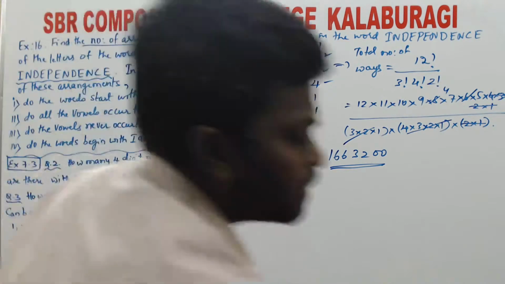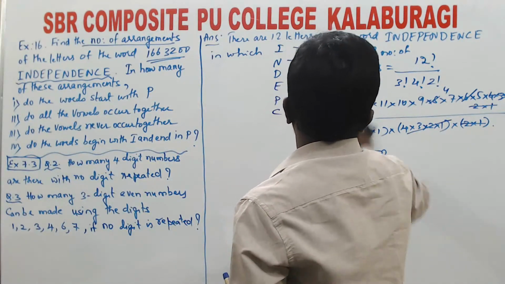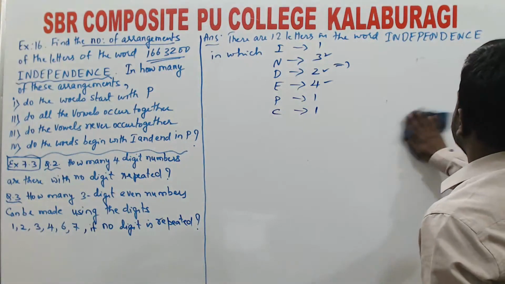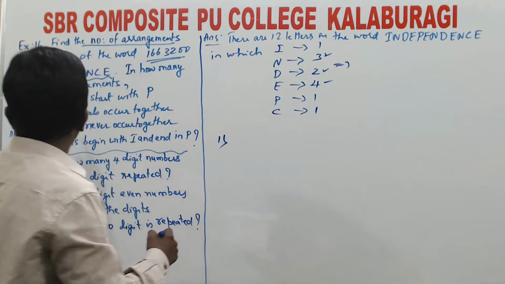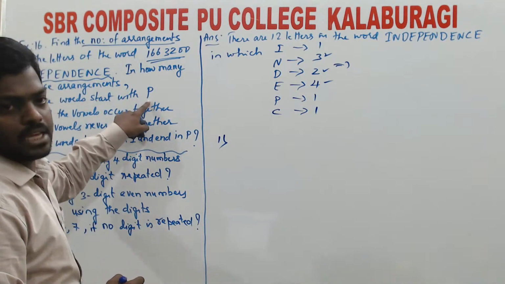Okay, so now let me solve the questions bit by bit. I need space, so that's why I'm erasing it. So now the first part. What is the first part they are saying? The words should start with P only.